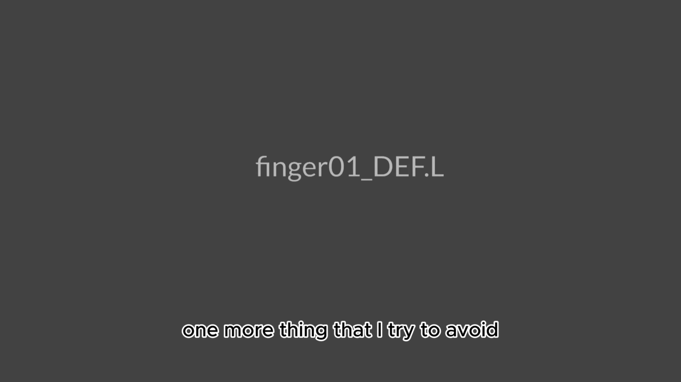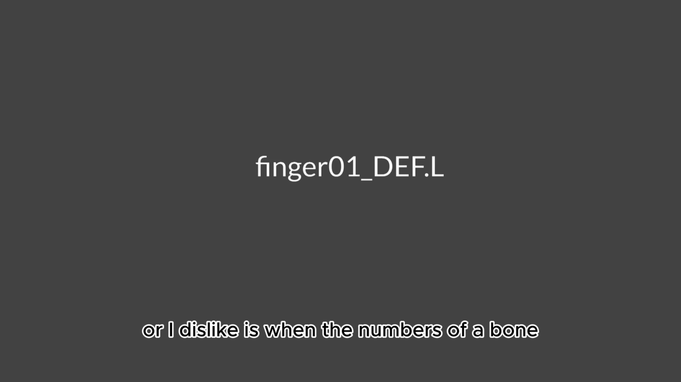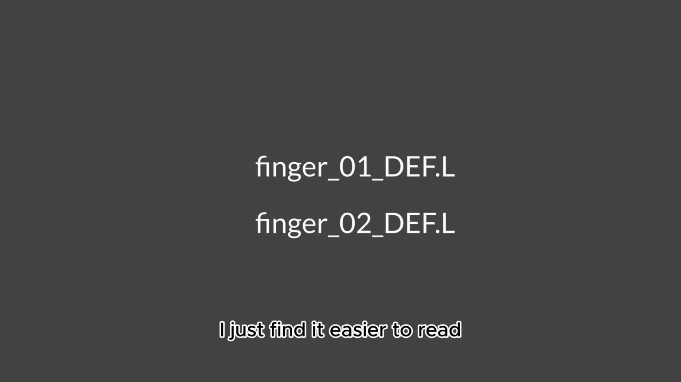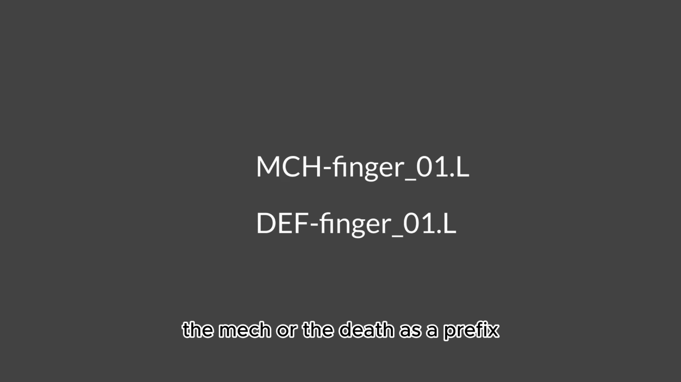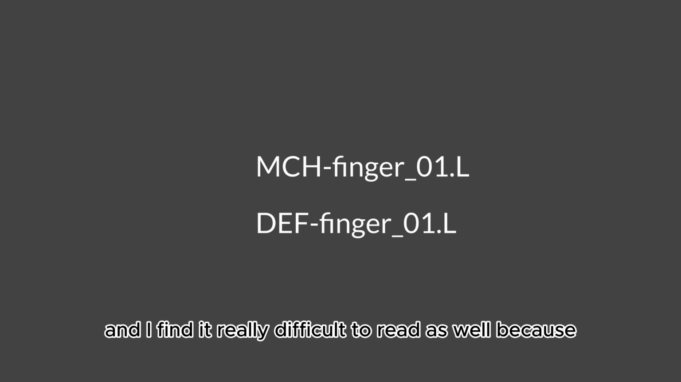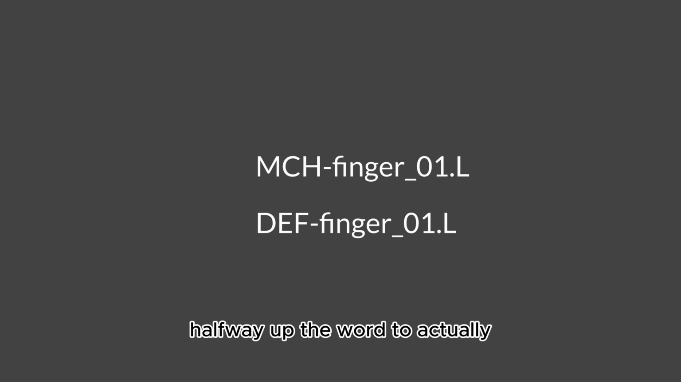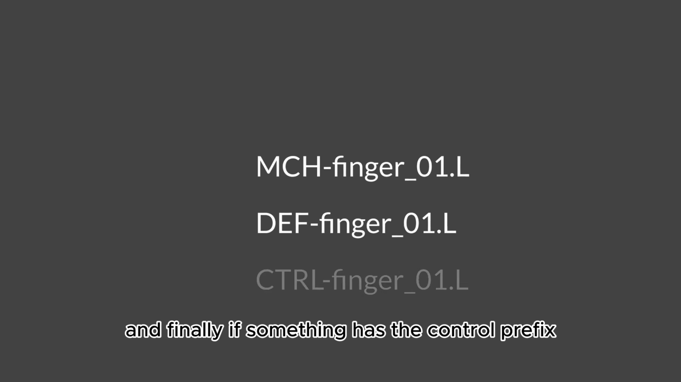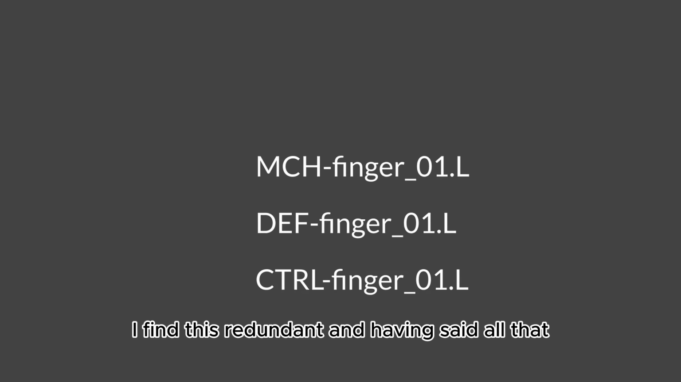One more thing that I try to avoid or I dislike is when the number of a bone is concatenated with the name. Say, for example, finger01, finger02. I just find it easier to read when you have a separator. Now, I also dislike having the mech or the def as a prefix because, as I mentioned, it ruins the alphabeticalness, and I find it really difficult to read as well because you really have to look halfway up the word to actually find what the name of the bone is, rather than looking at the start of the word and you know what the name of the bone is. And finally, if something has the control prefix, I find this redundant.